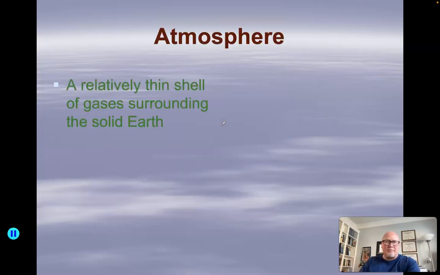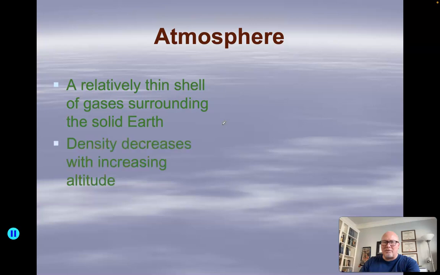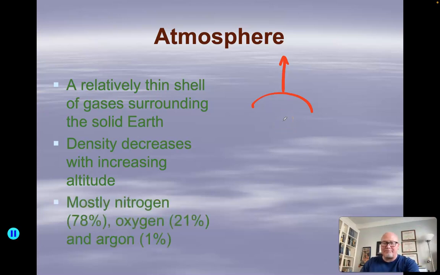So what is that atmosphere? We have this relatively thin shell of gases that surround the solid Earth, and the density decreases with increasing altitude. So what does that mean? That means if we have the surface of the Earth here, as you go upward in the Earth's atmosphere, the density decreases. So the atmosphere is more dense at the surface of the Earth than it is as you get higher and higher, which makes perfect sense because there's more atmosphere sitting over you at a lower altitude than there is at a higher altitude.